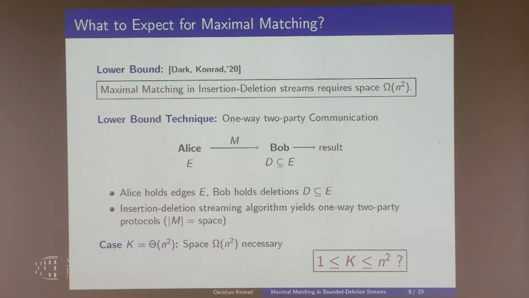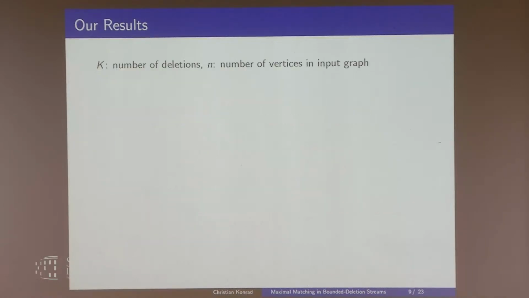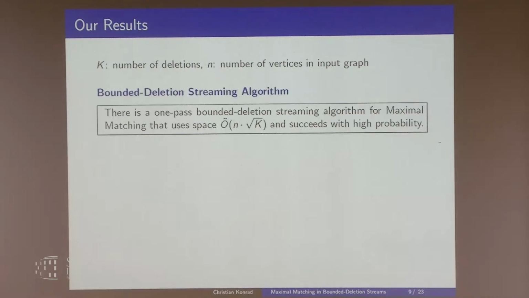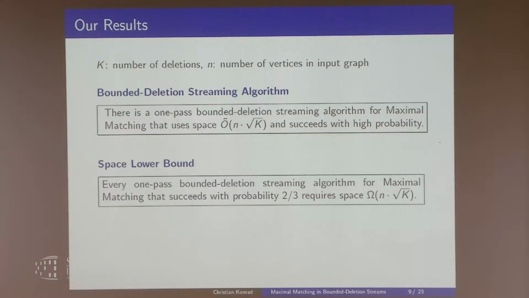Okay, so this brings me to the results that we have. So again, number of deletions k and number of vertices n of the input graph. We have a one-pass bounded deletion streaming algorithm that uses space O tilde n root k and computes a maximal matching. So the dependency that we get is root k here, n times root k. We also have a matching lower bound. So space n root k is also needed. So we can prove that this is best possible for this problem.